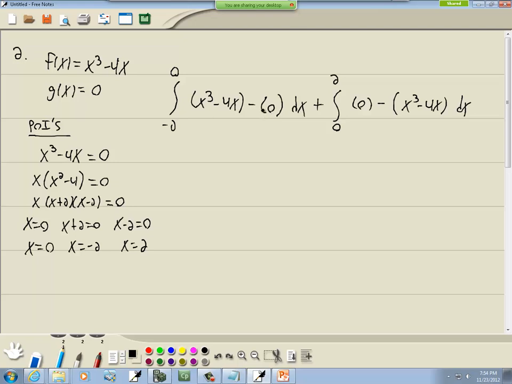Well, 0, I just put there to really emphasize it. The graph that's above minus the graph that's below. 0 drops away. So this one right here, let me write it down again. That gives us x to the third minus 4x dx. And this over here, remember a negative out in front of your parentheses flips the sign of everything inside. So that becomes a negative x to the third plus 4x dx.